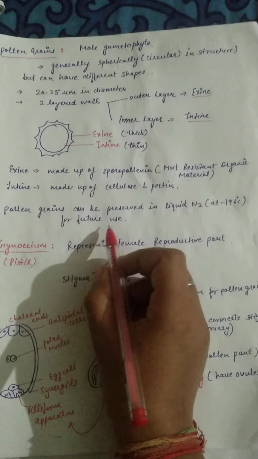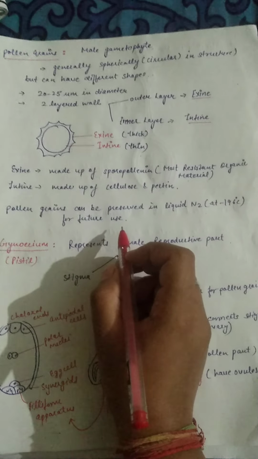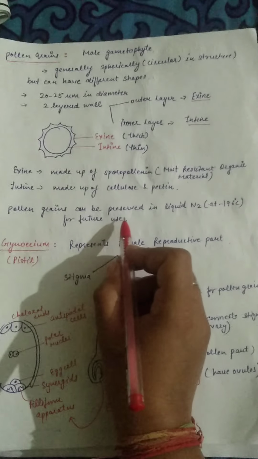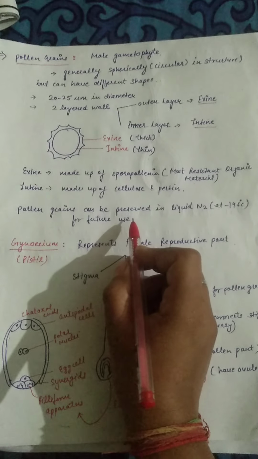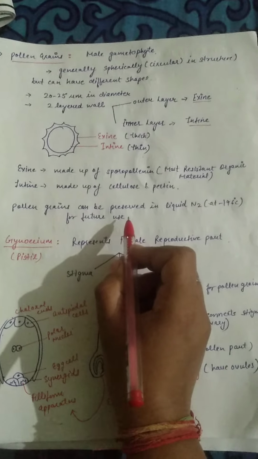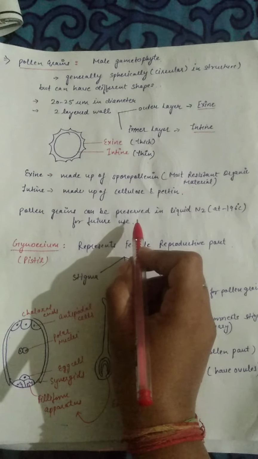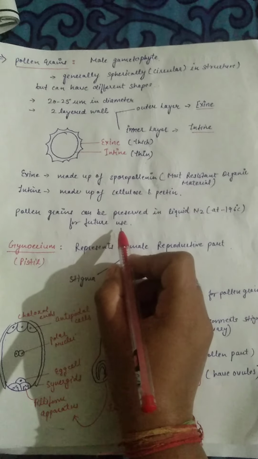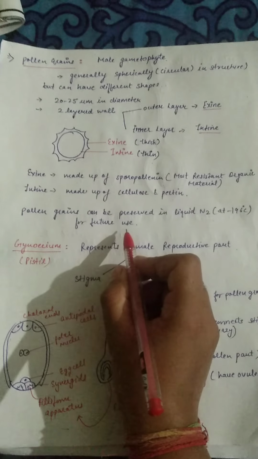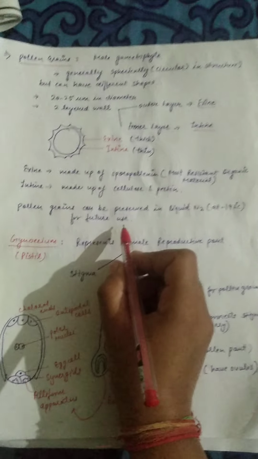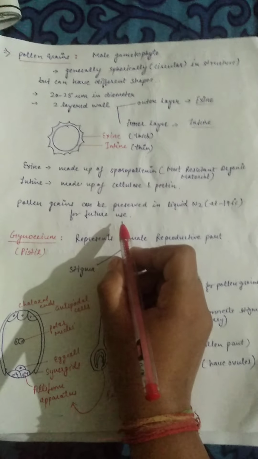Pollen grains can be preserved in various countries. Pollen grains can be used as supplements, like nutrient supplements and energy supplements by athletes, but sometimes pollen grains can cause allergy, like parthenium, which is also called carrot grass. It can cause asthma also.